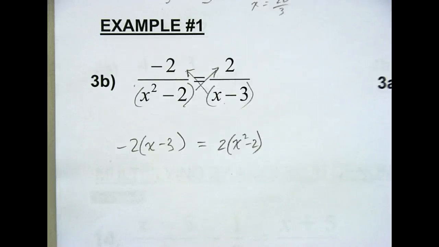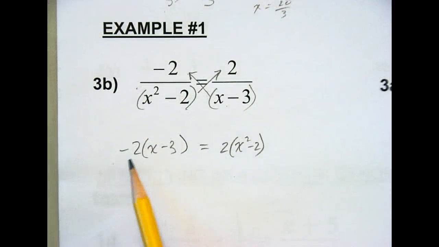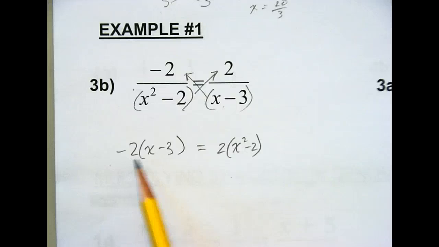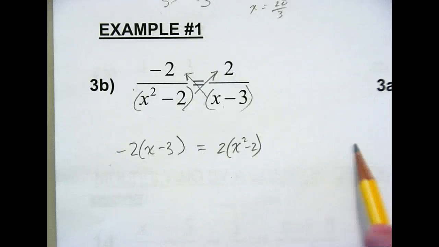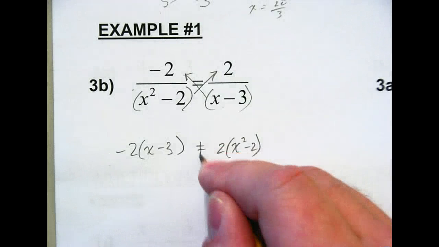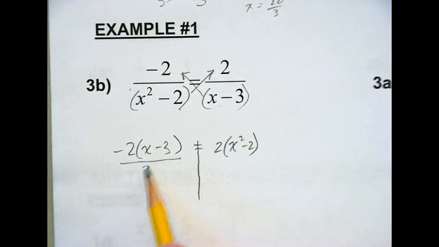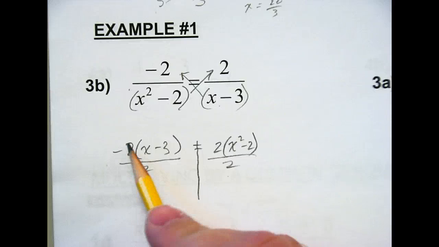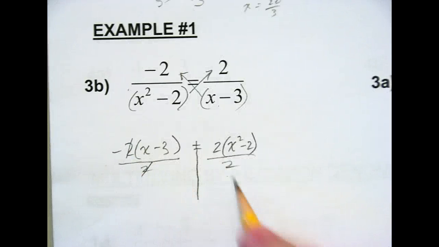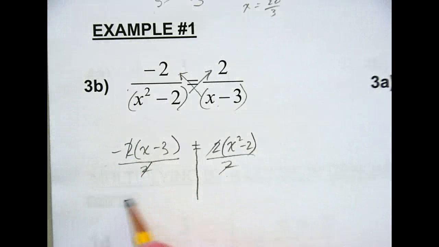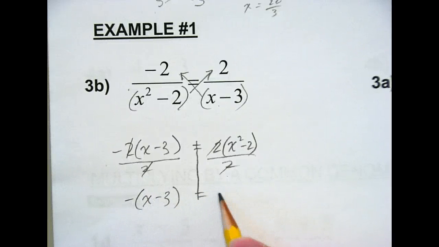Quit holding hands, guys. Thank you. Well done. Negative 2 and 2. What can I take out of each of these? Divide them each by 2. You don't have to. You could distribute the 2's, but you could divide by 2 also. If we divide each side by 2, you get negative x minus 3 equals x squared minus 2.